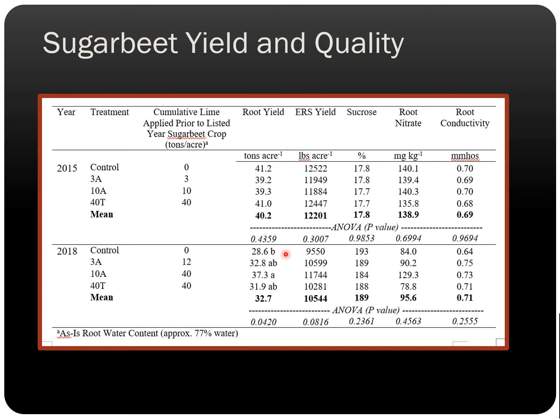And the 40-ton treatment and the 3-ton treatment were not different than the control. So we don't know exactly what caused this. Sometimes you see these things and you can't necessarily explain them. However, with the other measurements, there was no difference at all.